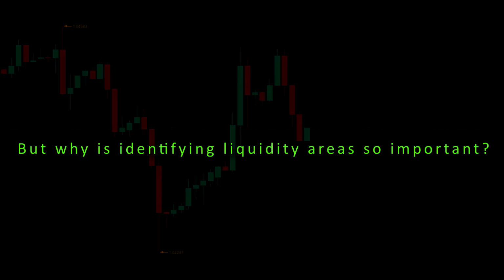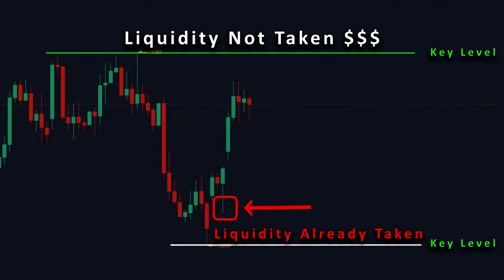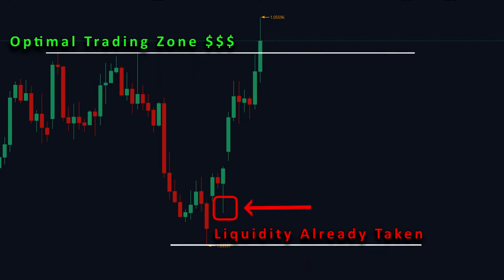But why is identifying liquidity areas so important? Liquidity plays a crucial role in price movements. The market naturally gravitates toward levels where liquidity is present, while it moves away from areas where liquidity has already been taken. Understanding this behavior helps traders anticipate price movements more effectively. Additionally, when liquidity is swept before price reaches an optimal trading zone, it serves as further confirmation for a potential move in the expected direction.